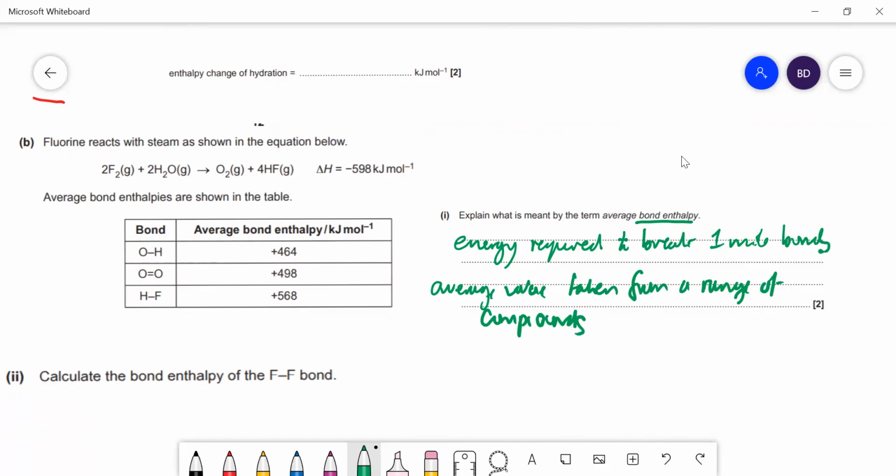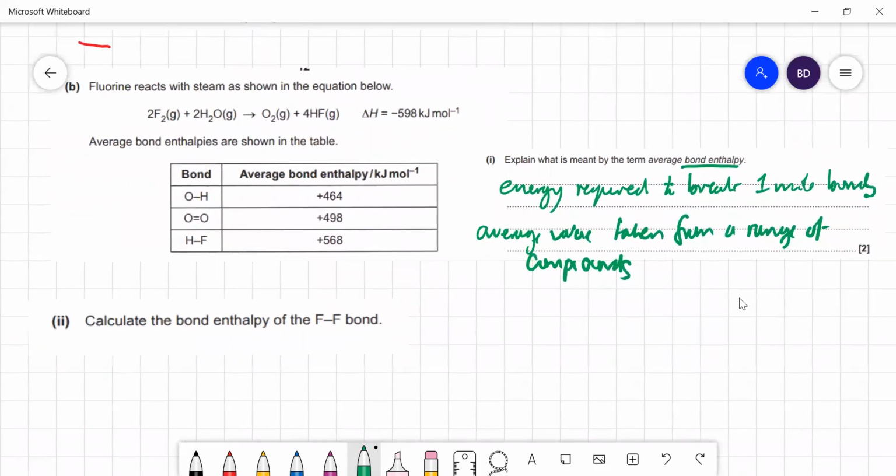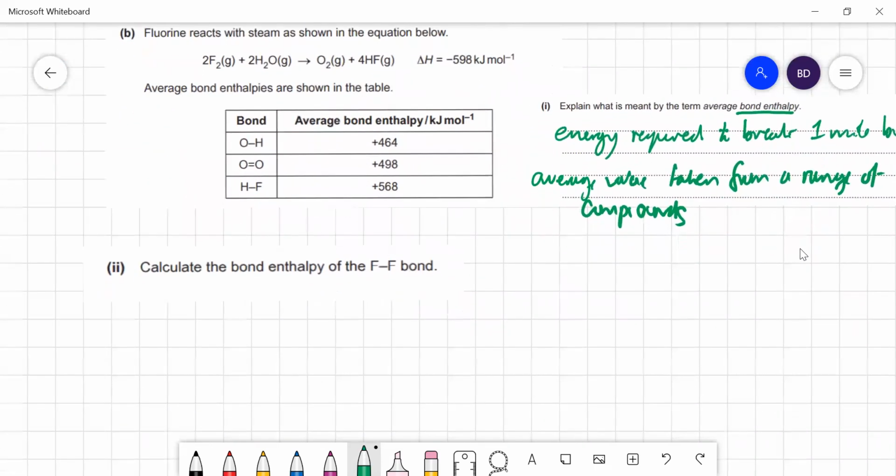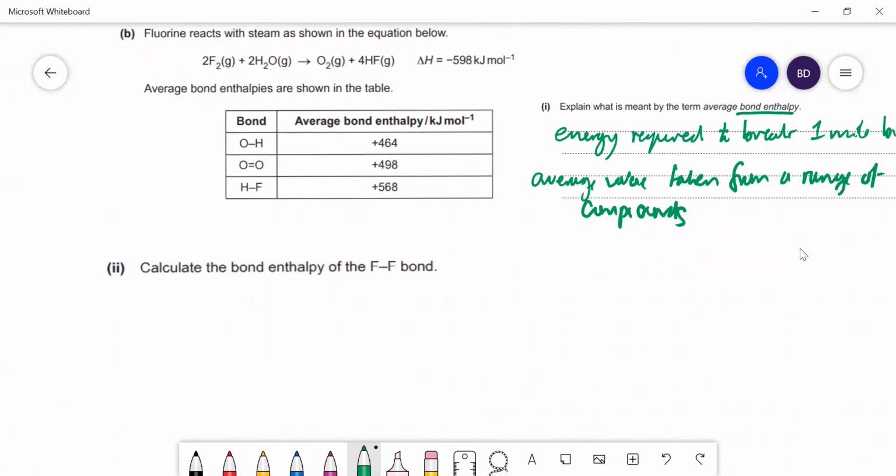Right, now we've got to calculate the enthalpy of the FF bond. Okay, so we're going to have to draw a little energy cycle for that. Right, what I think I will do is paste that, get that equation there.